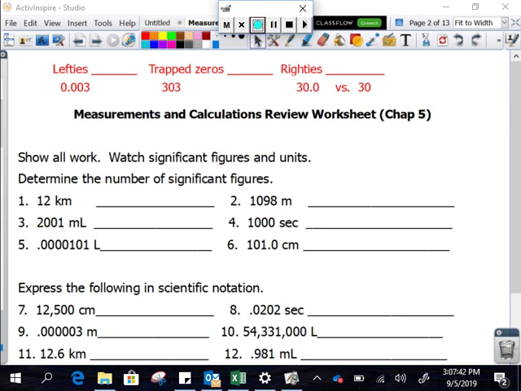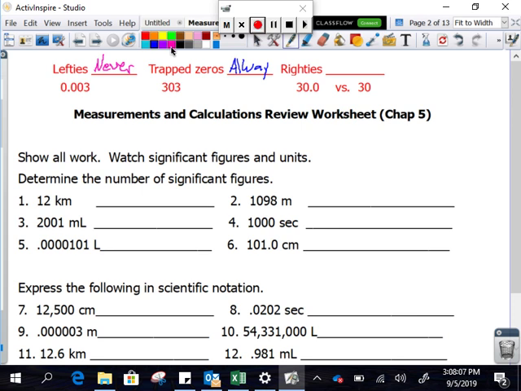Okay, so the first part of this is about significant figures, and I wrote the three basics up there. How often do we count a lefty zero? We never count them. This audience is a good one. You guys got lucky. Never. They are never counted. What about trapped zeros? Always.